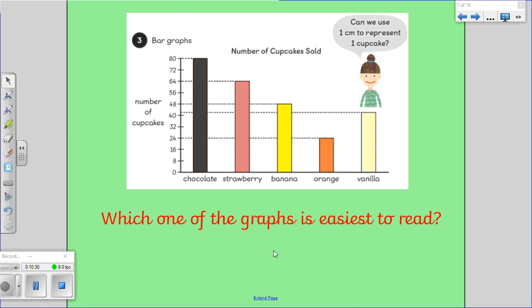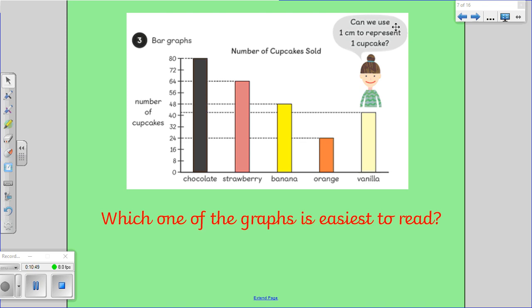When we're looking at a bar graph, it's really important to have a look at what it's going up in at the side. So we can see it's going up in 8s. Okay, and that's made it easier for us to be able to read how many cupcakes were sold.